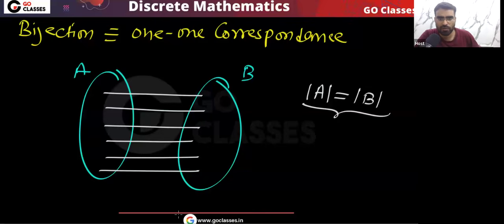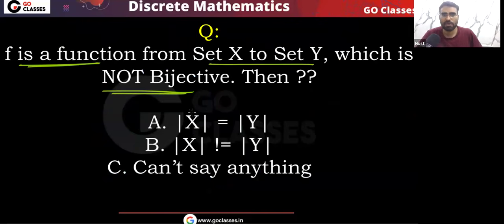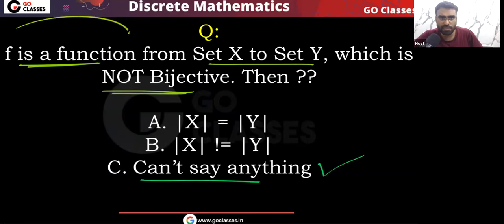Okay. So very simple. Now tell me the answer for this question. F is a function from X to Y which is not bijective. What you can say about their cardinality? The answer will be option C. You can't say anything. See, F is a function which is not bijective. Does it mean no function is bijective from X to Y?